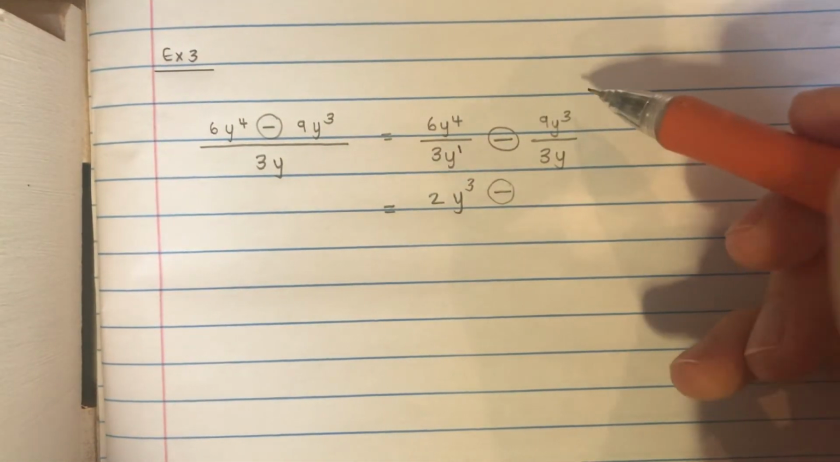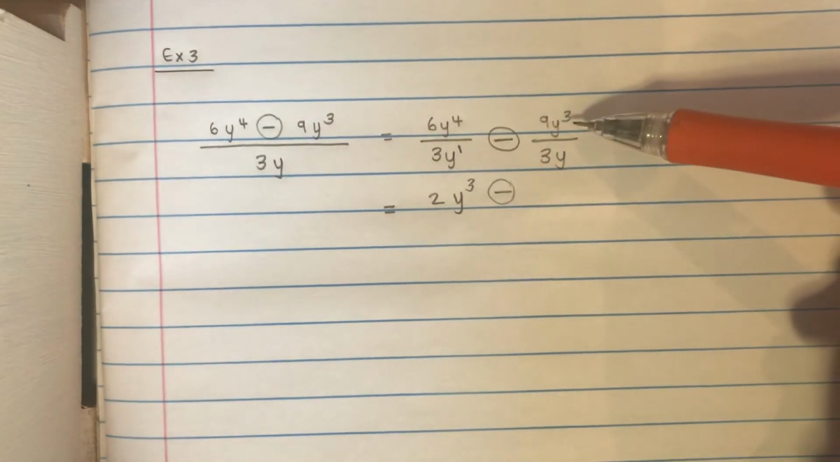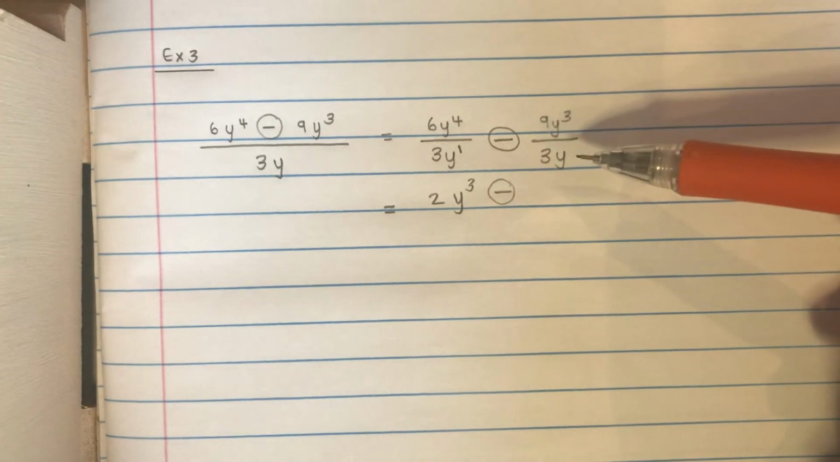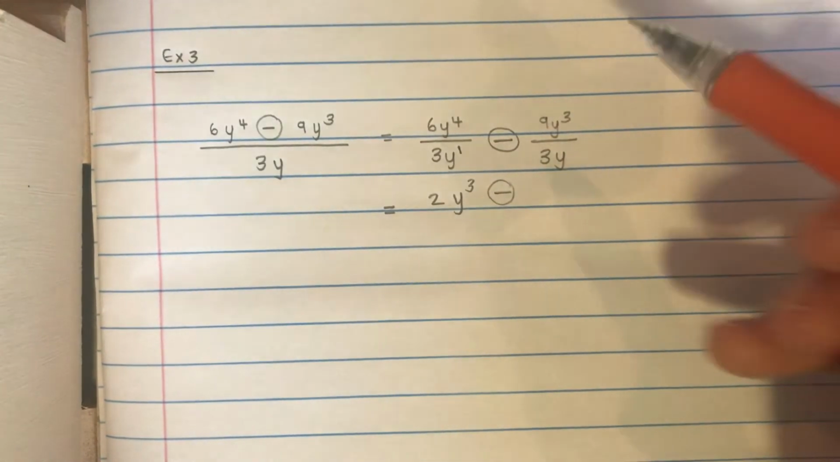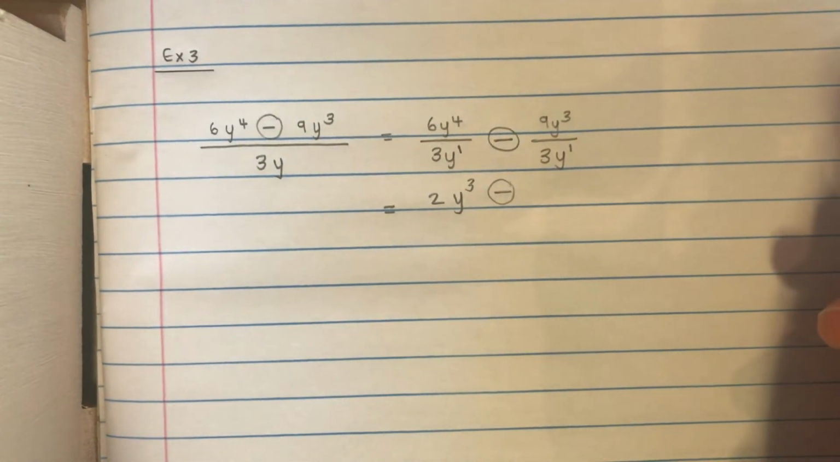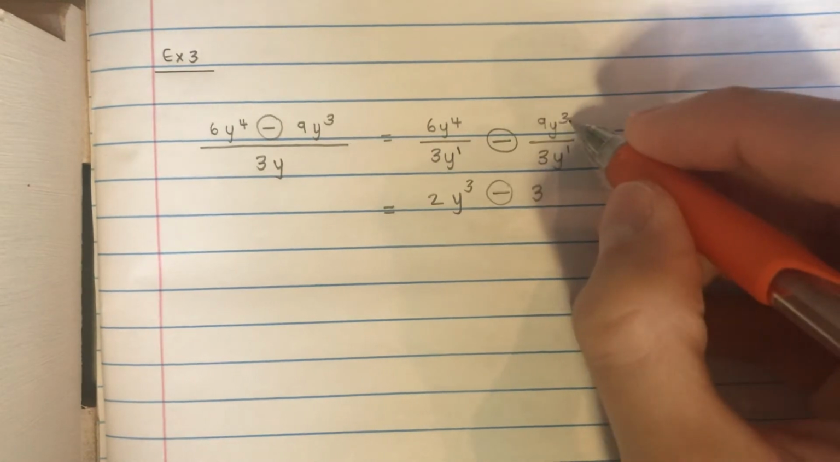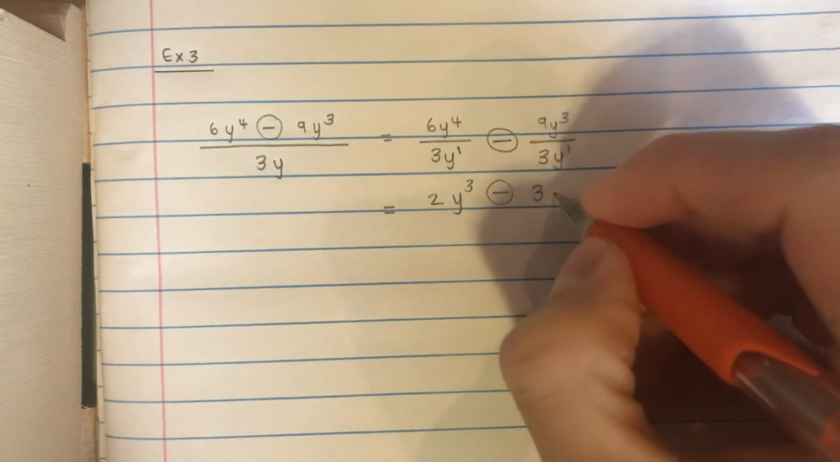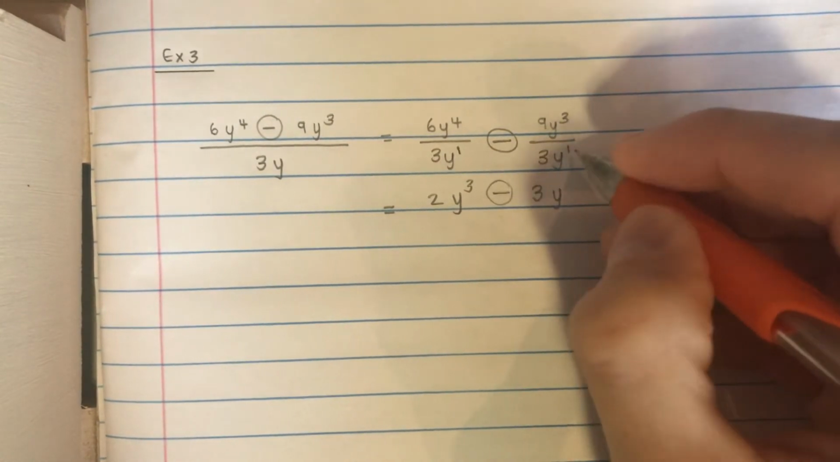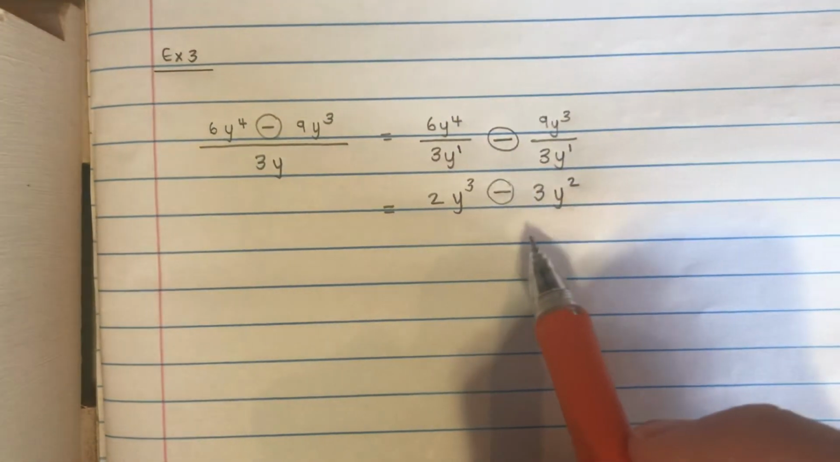Then we ask ourselves the question again. Will we be left with a fraction? No, we won't, because 3 can go into 9 without a remainder. And y to the power of 1 can also divide into y to the power of 3. Okay, so 9 divided by 3 will give us 3, and y to the power of 3 divided by y to the power of 1 will give us y to the power of 3 minus 1, which is a square.